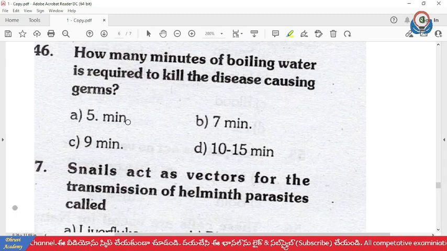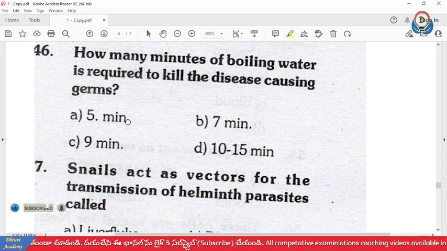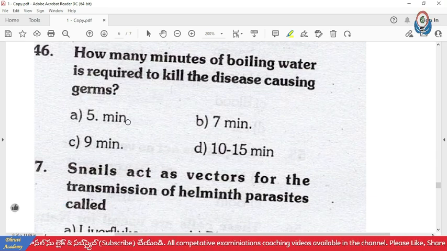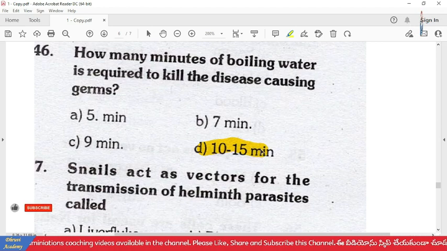Is it A, 5 minutes, or B, 7 minutes, or C, 9 minutes, or D, 10 to 15 minutes? The answer is, to kill the disease causing germs, it takes 10 to 15 minutes. This is the time. D is the right answer.